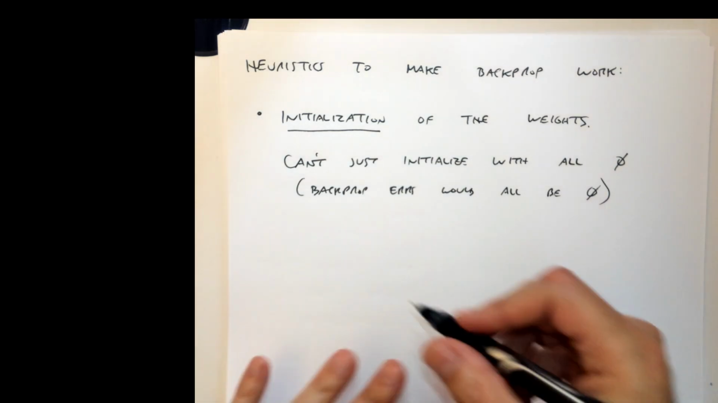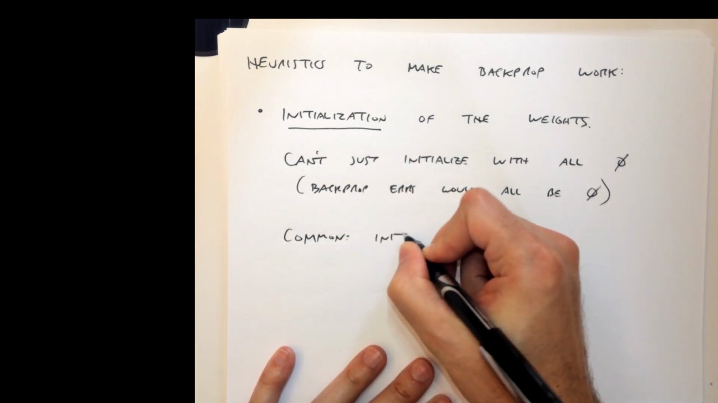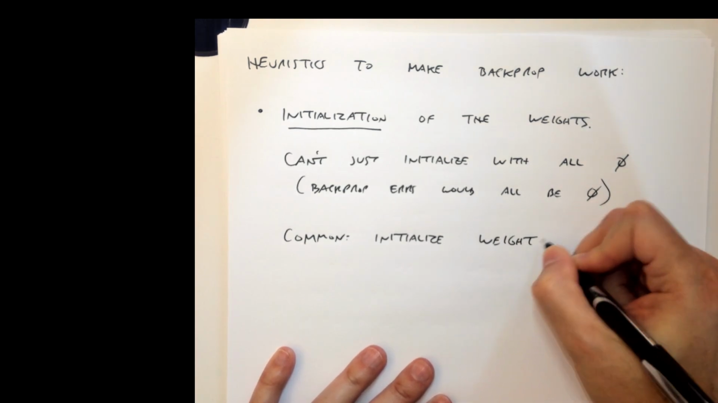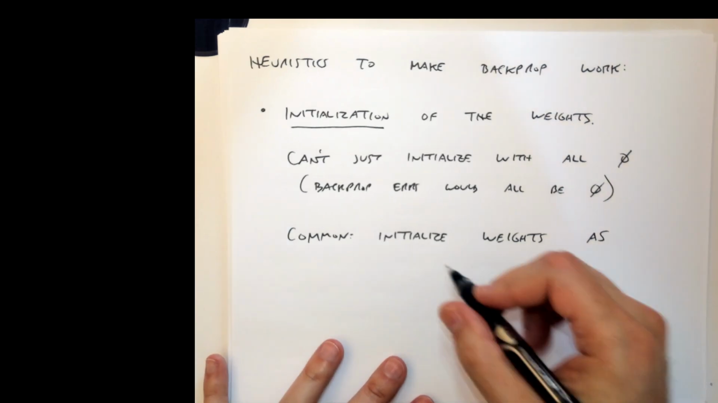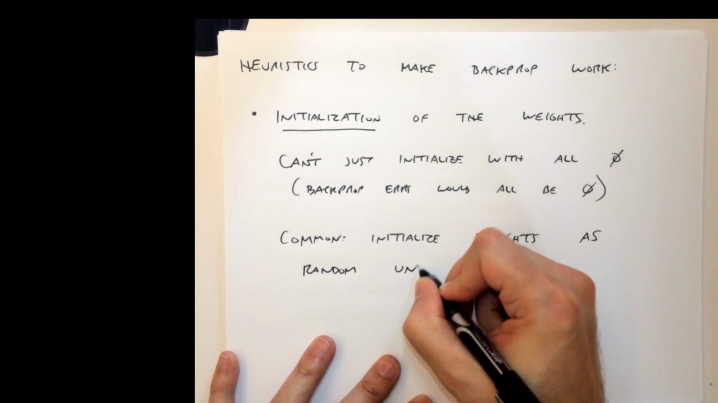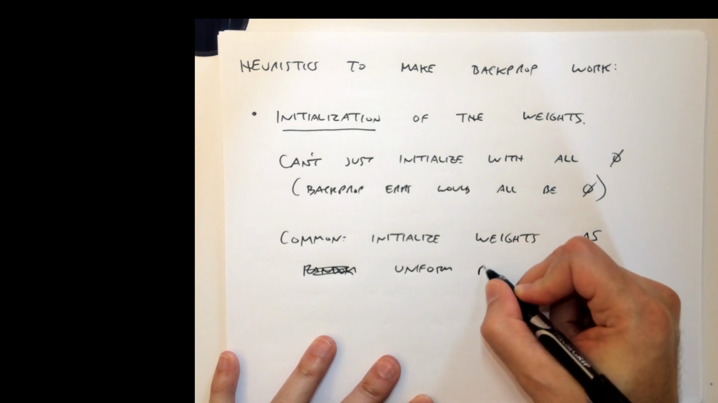So a common thing to do is to initialize the weights as uniform random variables.